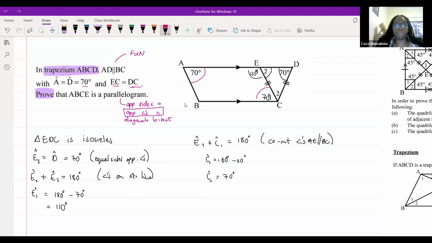What do I notice? Opposite angles. Good, Sally. You're killing it today, my darling. Well done. We can see that the opposite angles are equal. We can say now that angle A is equal to angle C1, which is equal to 70 degrees. Right?